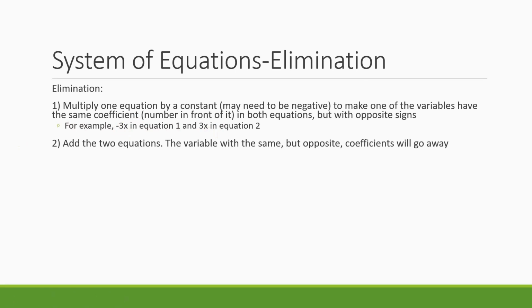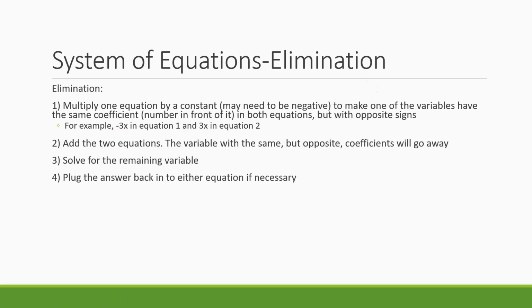So once you have that, you can then add the two equations. And the nice thing is, and the reason we did this, is that when you add them, negative 3x plus 3x, you get 0. So that entire variable just goes away, or it's eliminated, which is where the name comes from. And then, since one of those is gone, you can just solve what's left over for the remaining variable. And then, as with substitution, if you need to plug back into either of those equations to get the other variable, you can do so.